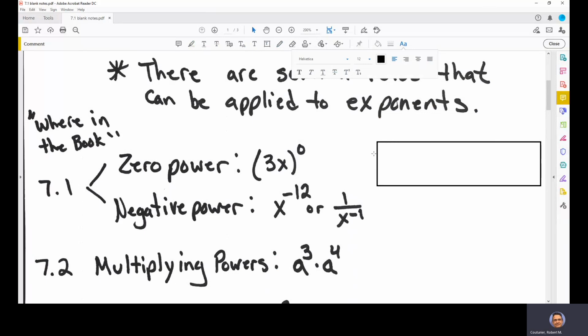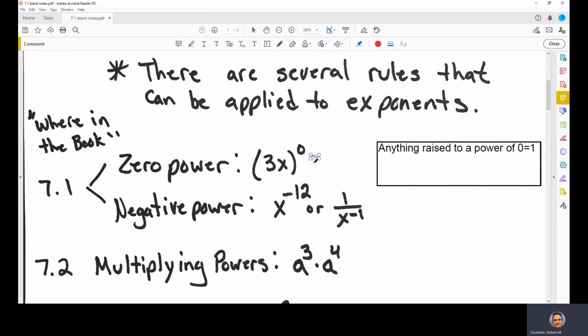So the first rule we're going to define is the 0 power rule. What do we do when something is raised to a power of 0? This example is 3x raised to the power of 0. Easiest rule we have. Anything raised to a power of 0 equals 1. Anything, doesn't matter what it is. You could take SpaghettiOs, raise it to the power of 0, and it's still going to end up being 1. That is just a rule that we have in math.